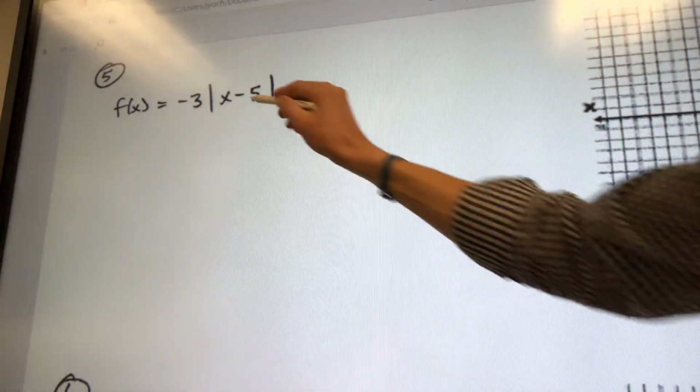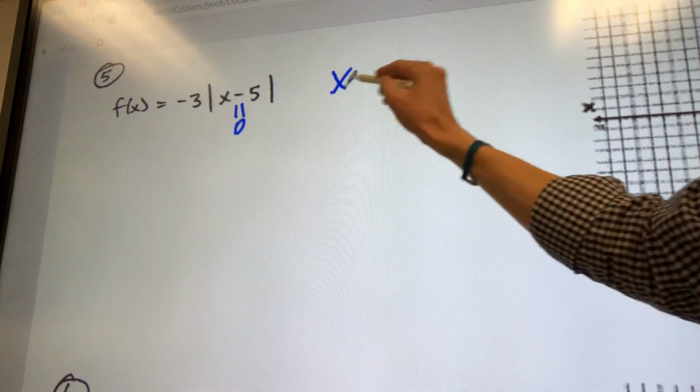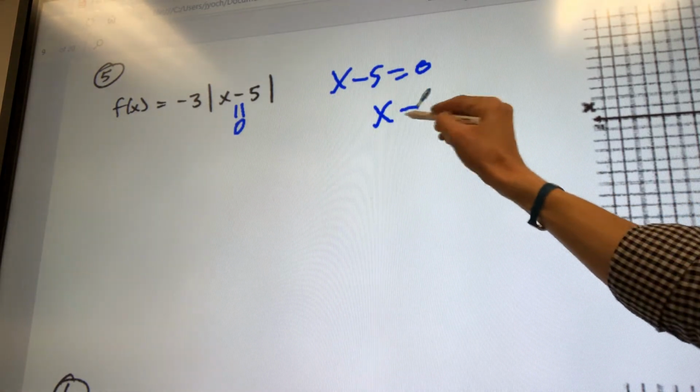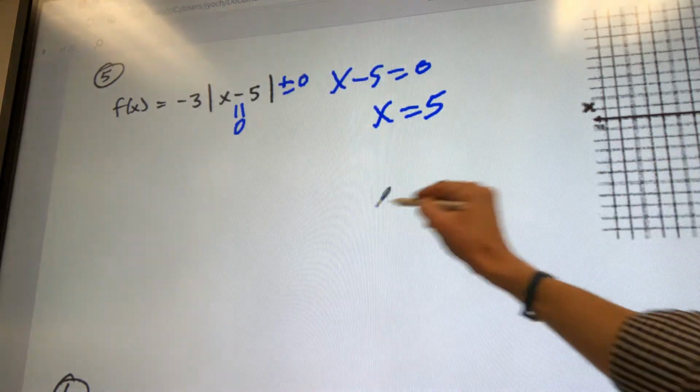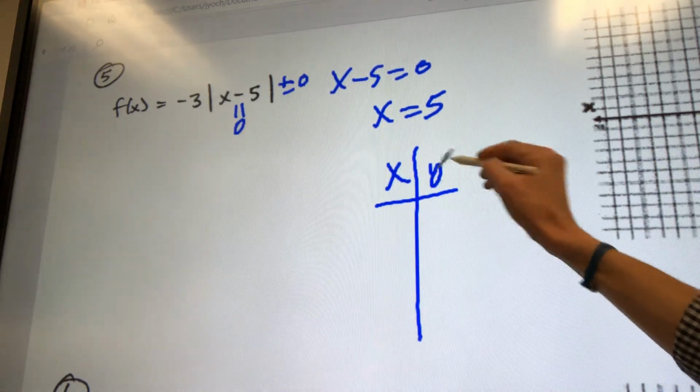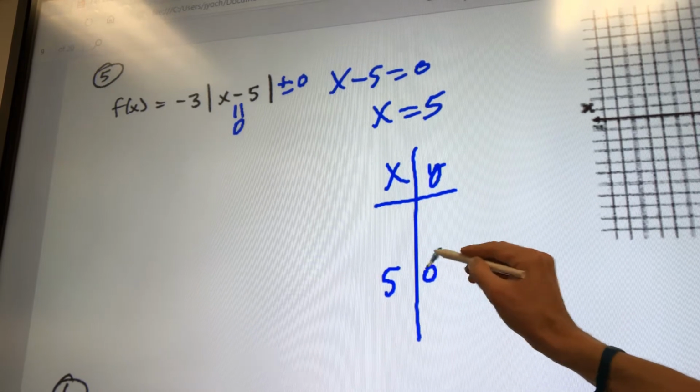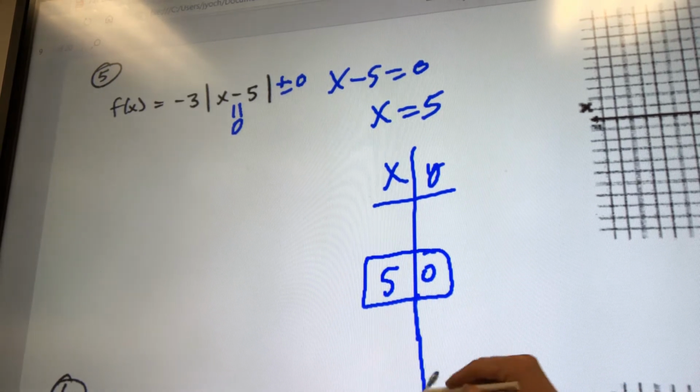All right, so I'm going to set what's inside the absolute value equal to 0. I get x equals 5. Again, I'm not adding or subtracting anything, so my vertex is still 0. My y-coordinate in the vertex is still 0. That will finally change to number 6. When I plug 5 in, I get 0. I get 0 times negative 3, which is 0. Now my slope's negative 3.